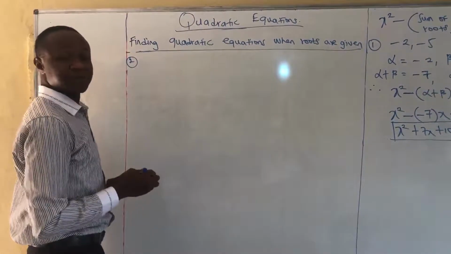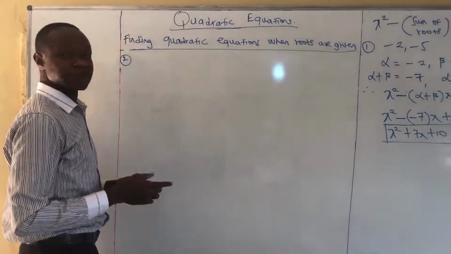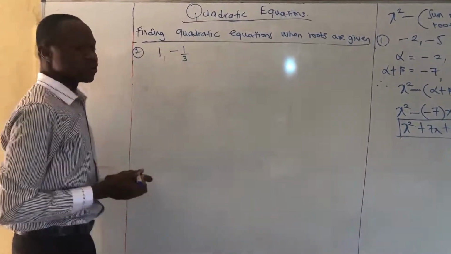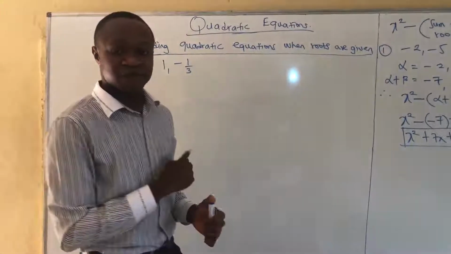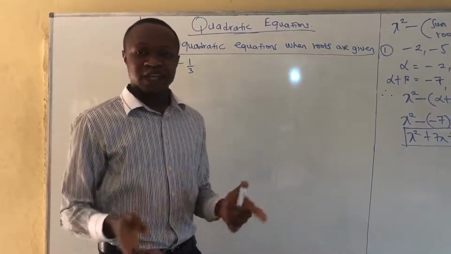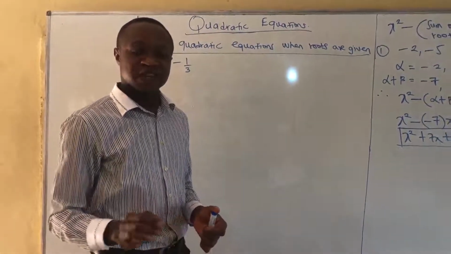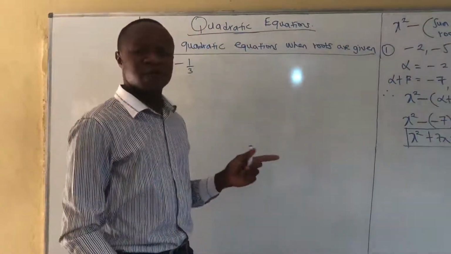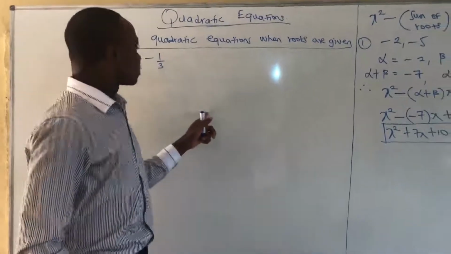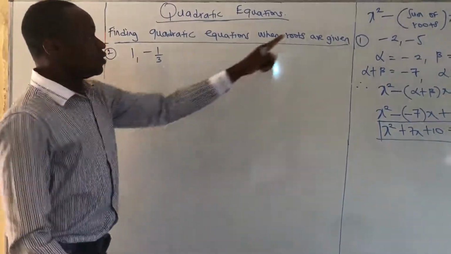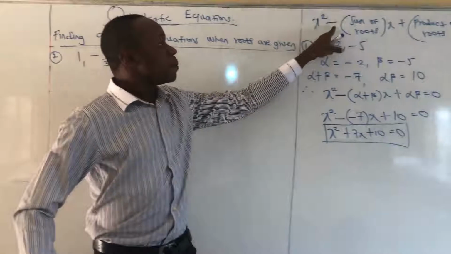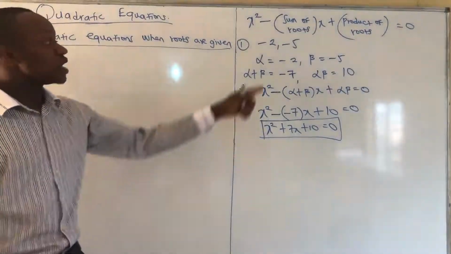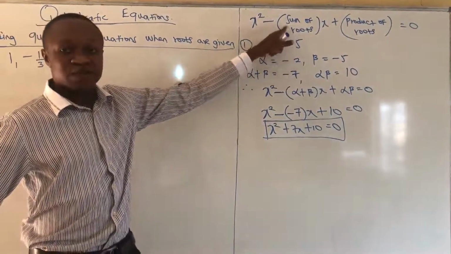For the second one, find the quadratic equation whose roots are 1 and minus 1 over 3. Don't forget, we have solved this question and we obtained the quadratic equation. We are using a general rule, a general approach that will help us later in this topic, and that is using x squared minus sum of roots plus product of roots. And we use alpha and beta to represent the roots.